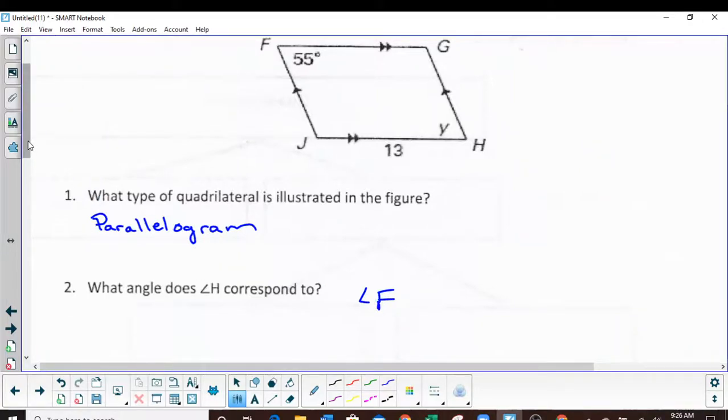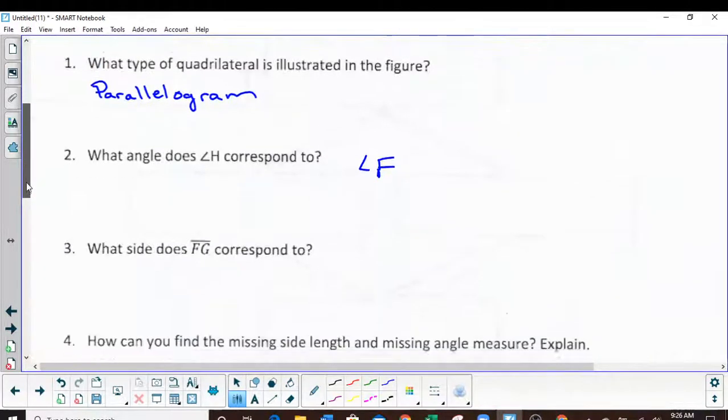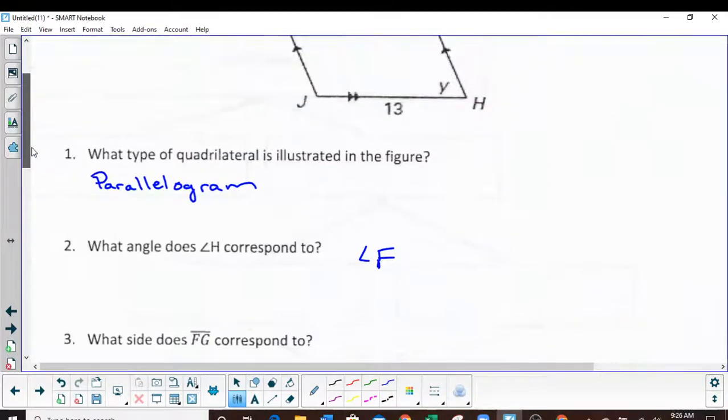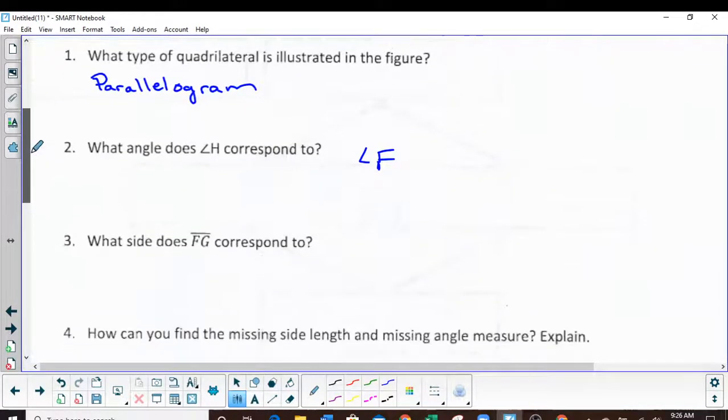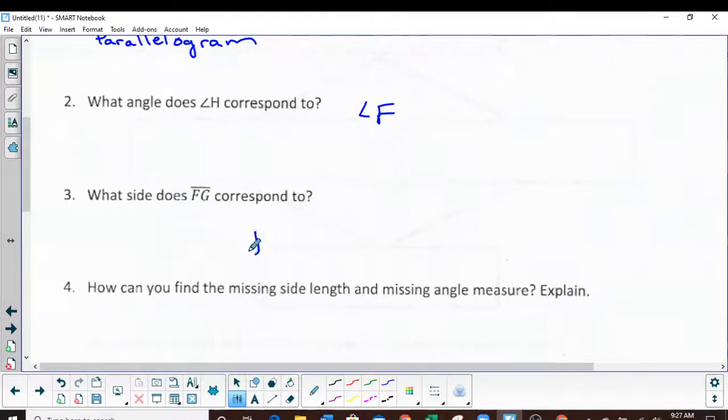All right, let's keep going. Number 3 says, what side does FG, or line segment FG, correspond to? Well, if you look, FG goes right here, which corresponds to JH. Okay? So let's put our line segment JH right there.